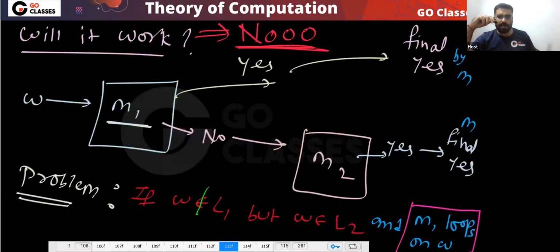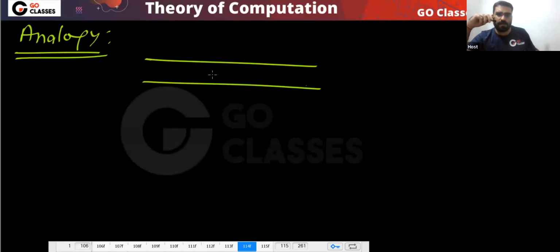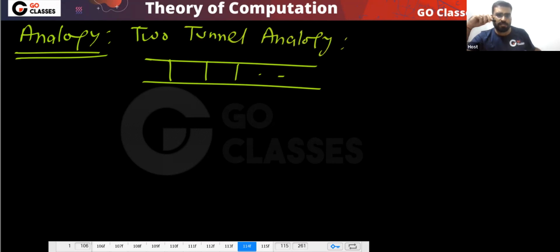No, because remember your dovetailing, you can apply the dovetailing. Okay, this is the analogy, a very simple analogy. You know the analogy: there are two tunnels. The two tunnel analogy. Do you remember this two tunnel analogy? Basically, this is your M1 tunnel. This is your M2 tunnel.